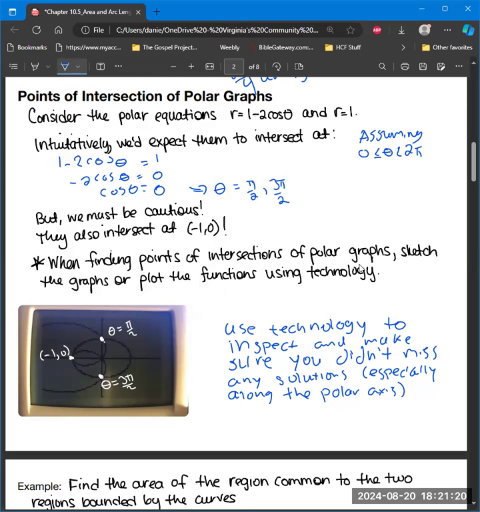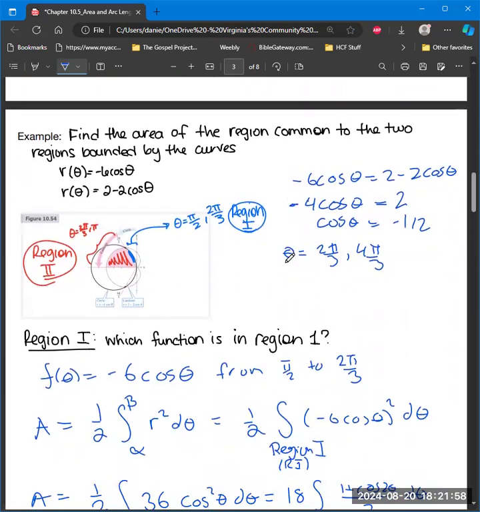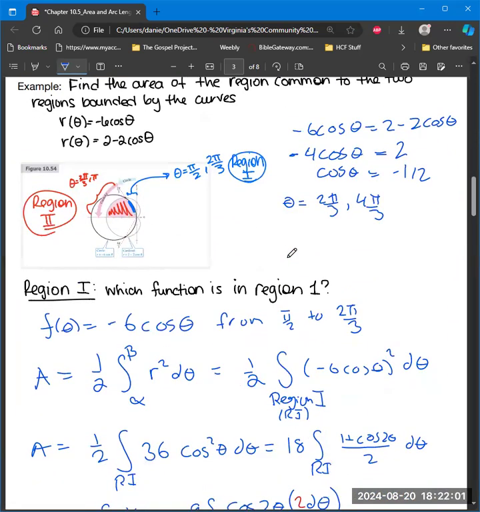So anything that's going to be on this polar axis right here is going to be tricky, whether it's at the pole or maybe over here like this. You are going to want to use technology to make sure that you don't miss any of those solutions. So we do have 3 solutions here. We found 2 of them just using algebra and trigonometry, but the other one we had to use graphing to see it.